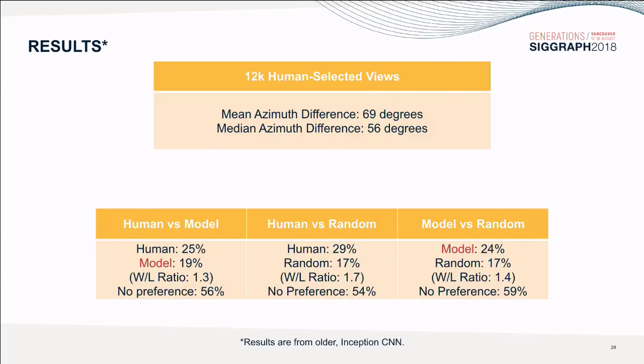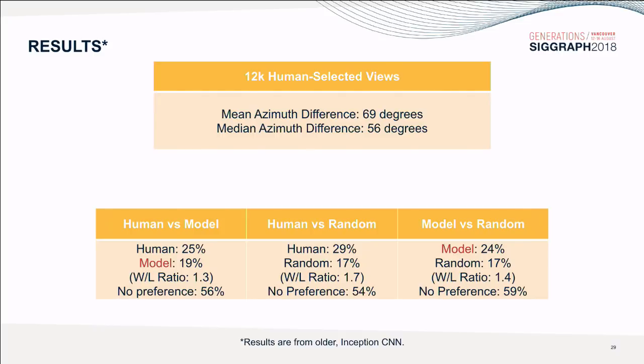So we also ran another evaluation on this model. We actually have about 12,000 human selected views from outdoor panoramas, and so we compared our model views to these. Over half of our model predictions differed by less than 56 degrees from the human chosen one. So if you're doing 120-degree reprojections, that means that the centers of each view are within the other view.